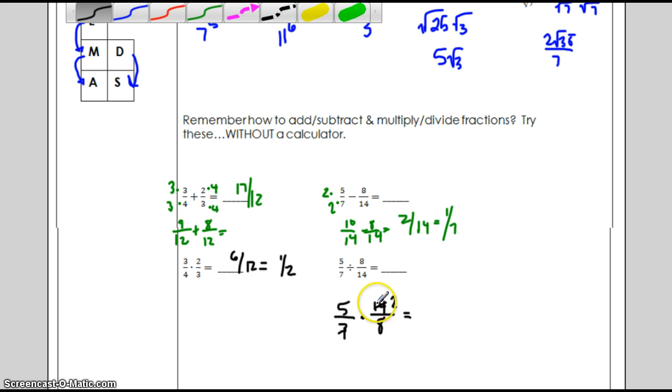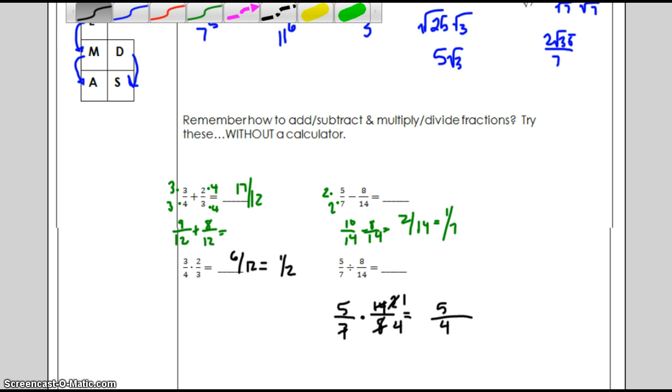Since we just took that 14 and that 7, basically taking out a 7 from each. And then you could take out a 2 here and take out a 2 here, and then multiply across. 5 times 1 is 5, or 1 times 4 is 4. Or on your calculator, take 5 times 14, 7 times 8, and then do the reduce button. But again, we're trying to do it without a calculator. So we could practice some more of those if needed.